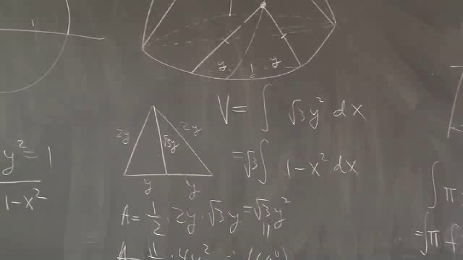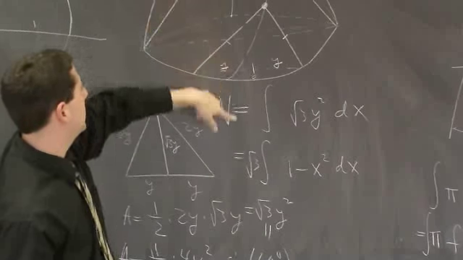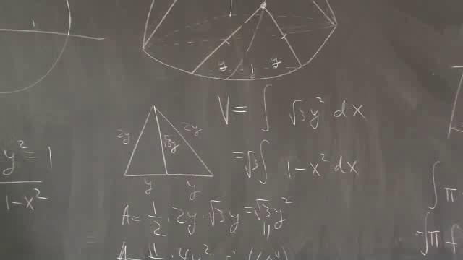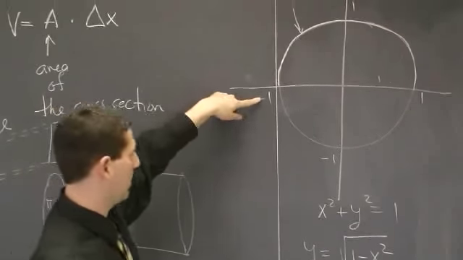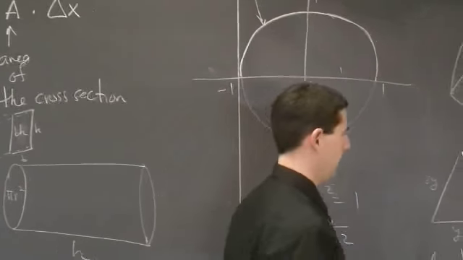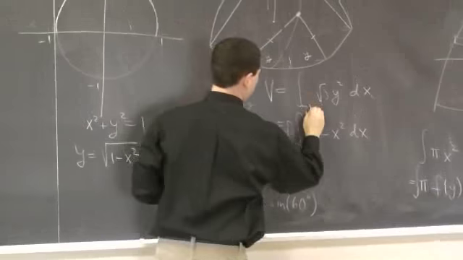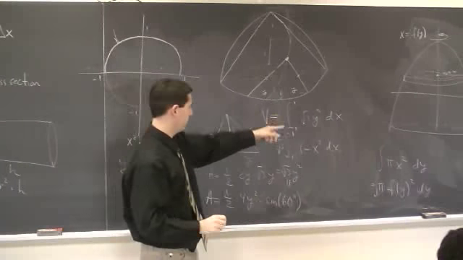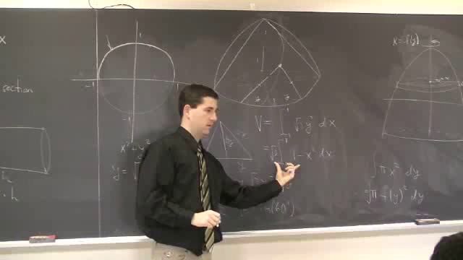And now what are my limits? Well, I have to go from one end of the circle to the other. And the circle goes from minus 1 to 1. Right? So on the x-axis, we're going from minus 1 to 1. Same thing here. Okay, so computing the volume of this thing just comes down to actually computing this nice integral.